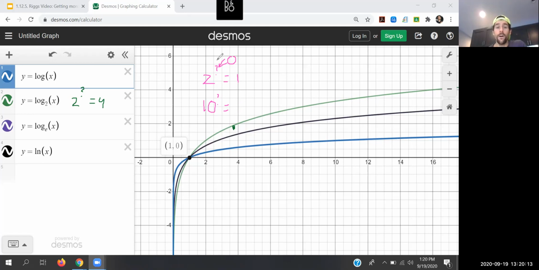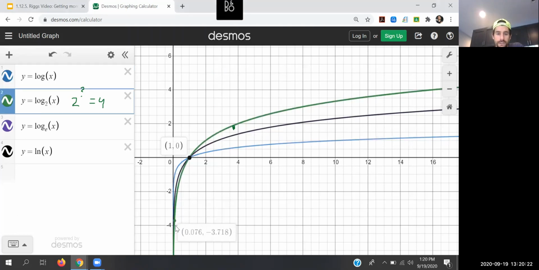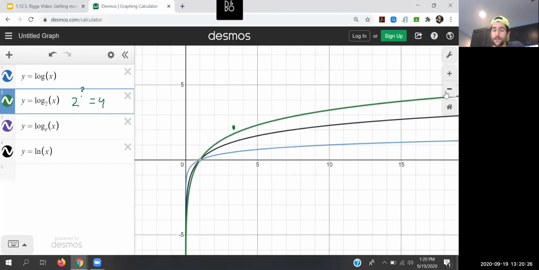The other thing they all have in common, I think I'll be able to show it off if I scroll down on my Desmos slide. If I start to follow these functions down, let me see if I can zoom out a little bit.